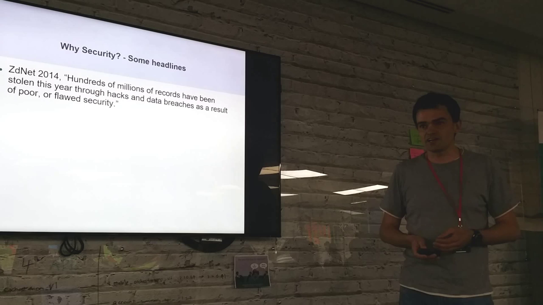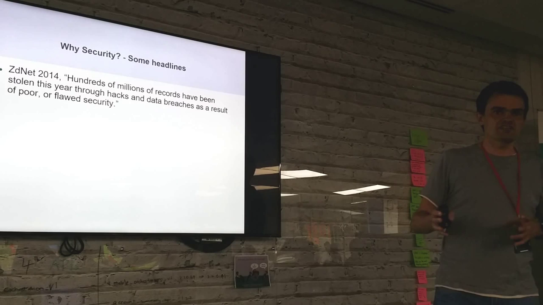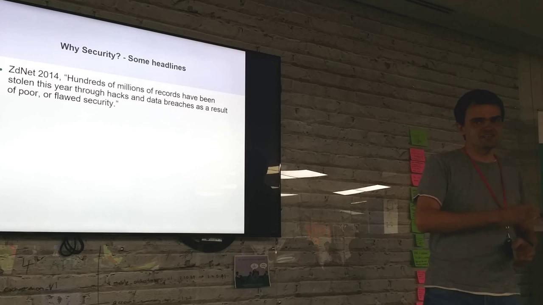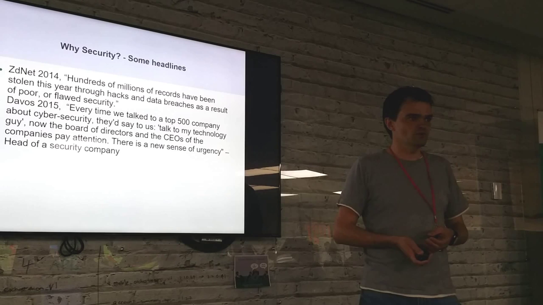2014 was a colossally bad year for security, with millions of pounds down the drain, liability, records lost, customers upset. It was absolutely the worst year since 2013, which was the worst year since 2012, and it keeps going on and on. So this problem is not going away, it's getting worse and worse. And it's talked about at the highest level. At Davos in 2015, where all the global business leaders meet, they're talking about information security.